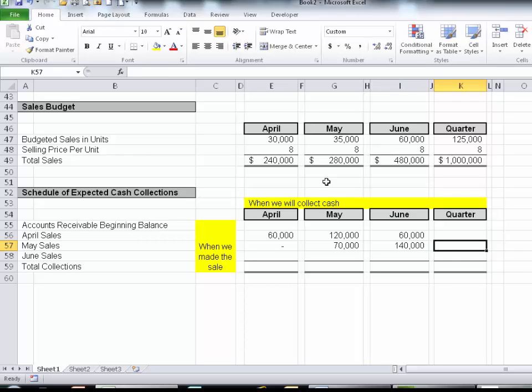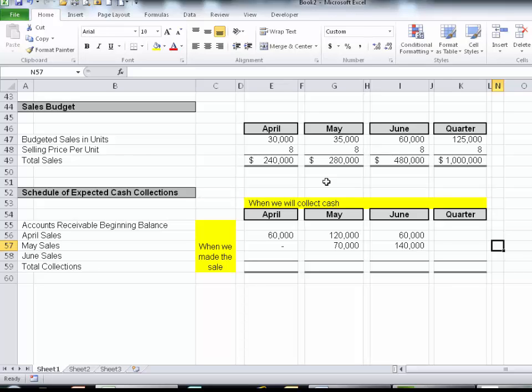You don't put it in the quarter column because the quarter column is a summary. So what happens to that? Well, it's going to be collected in July. July isn't part of this quarter. July is part of the third quarter. And what happens is that it sits in the account as an account receivable. It's collected next quarter, and so those collections will show up on next quarter's schedule of expected cash collections. We won't see it here.